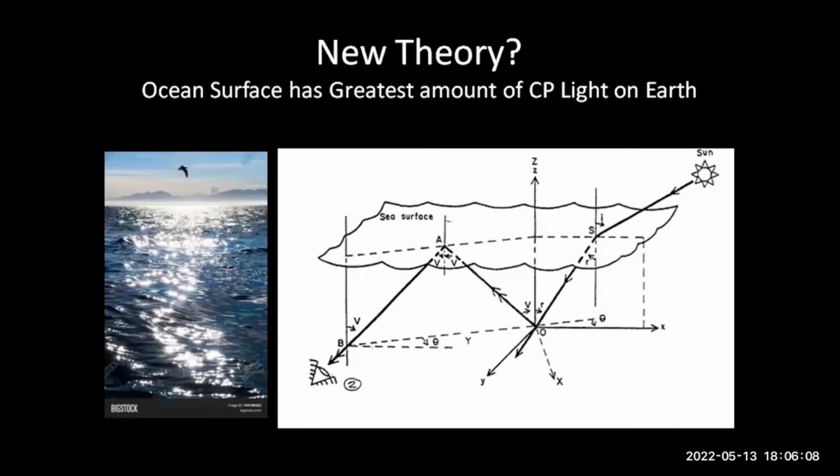So the new theory we have is that at the ocean surface is where circular polarization is greatest, and in the afternoon it's different from in the morning. So in the morning it could be left-handed circularly polarized, and in the afternoon, right-handed circularly polarized. And the closer we are to the ocean surface, the greater the component of circular polarization. So it gets up to about 5% maximum when you're very close, about 100 microns from the ocean surface.